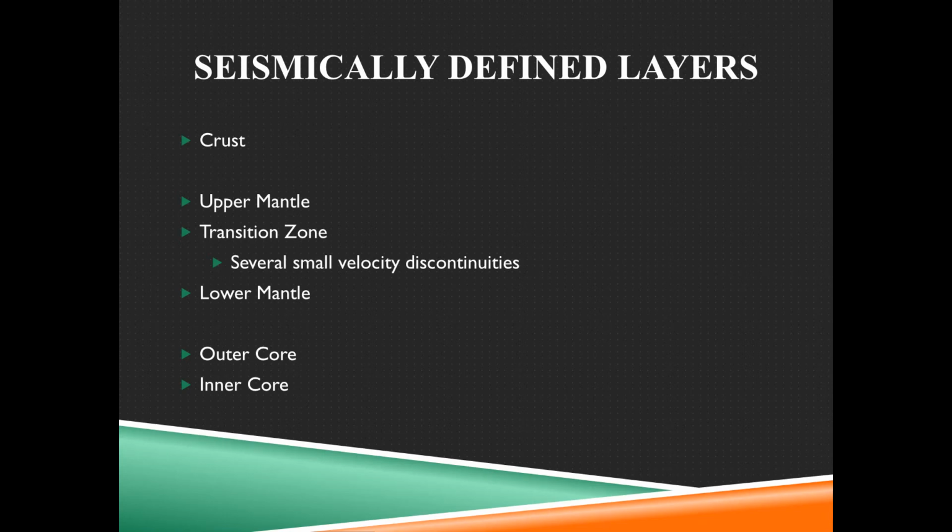So, seismically defined layers. We have a crust, an upper mantle, a transition zone, a lower mantle, an outer core, and an inner core. So these are the key large changes in seismic velocity. There are also several small velocity changes, some of which are in the transition zone and some of which are elsewhere.